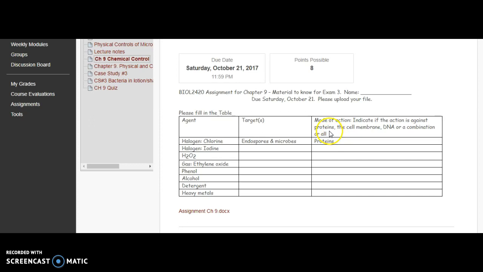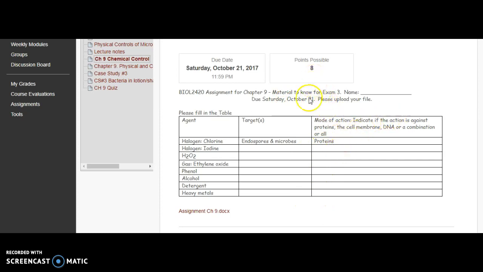All right, does it affect or target the proteins within endospores and microbes? Does it target the cell membrane? Does it work against the DNA by creating mutations? Or is it a combination of the protein, cell membrane, and DNA? Or is it everything? So you put the combination if there's more than one, or all of them. And then you're just going to include that here.